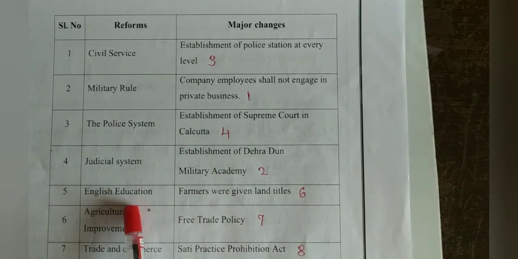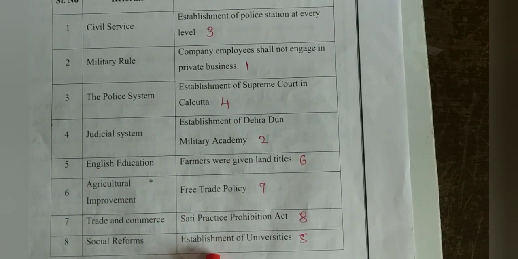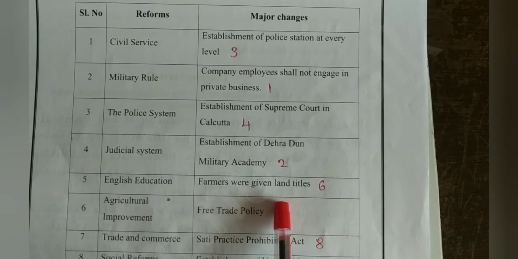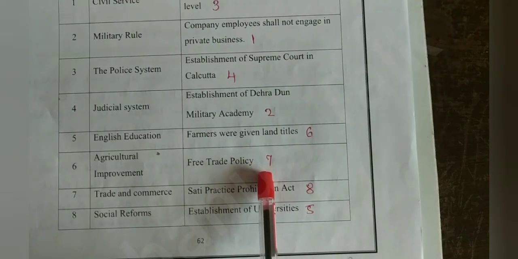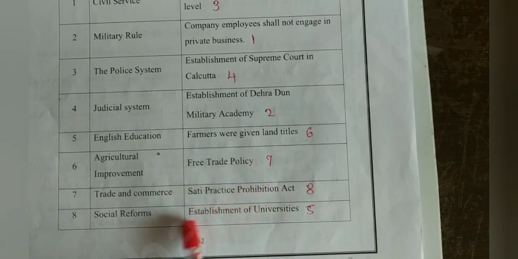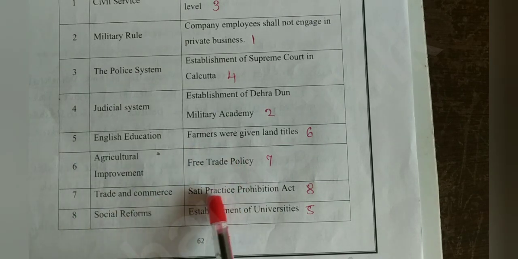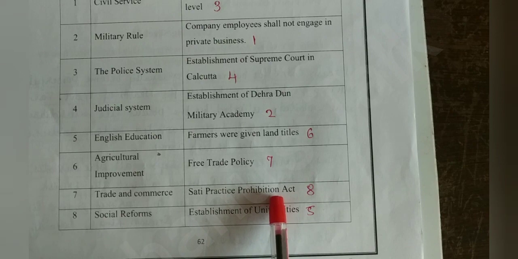And English education, that is, establishment of universities. Agricultural improvement, farmers were given land titles. And trade and commerce, free trade policy. Social reforms, Sati practice, prohibition act.